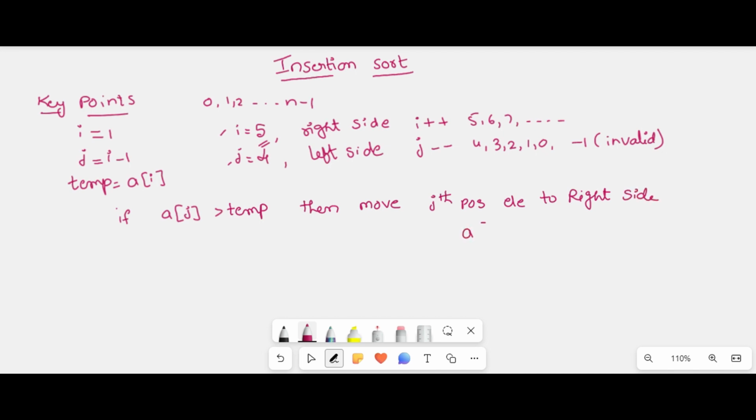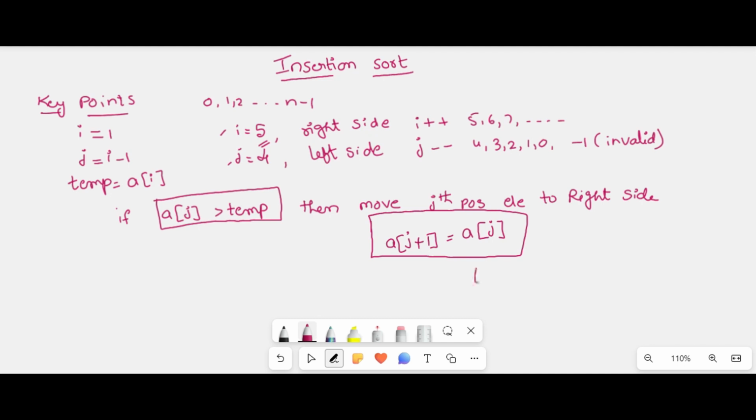That means the jth position element is nothing but A of J. Where is this A of J placed? One position to the right side, which means the J plus 1th position. So the jth position element is placed in the J plus 1th position. This is important. When we have to do this, we check if A of J is greater than temp. If this condition fails, then we will place temp in the J plus 1th position. This is also important. We will solve this with examples, don't worry.